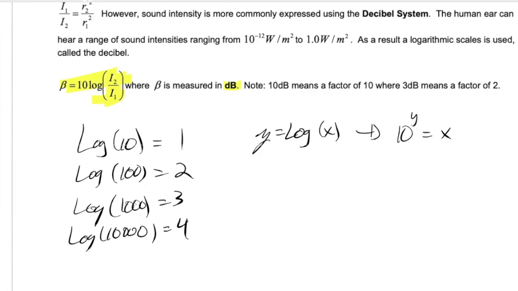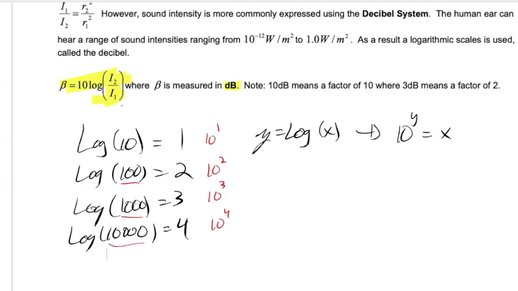All right, so if we take a look, 10 to the exponent 1 gives us 10. 10 squared gives us 100. 10 cubed gives us 1,000. 10 to the fourth gives us 10,000. So this is just another way of writing a power expression, or exponents if you prefer. To solve questions that involve the decibel, we need to know the ratio of two different intensities.